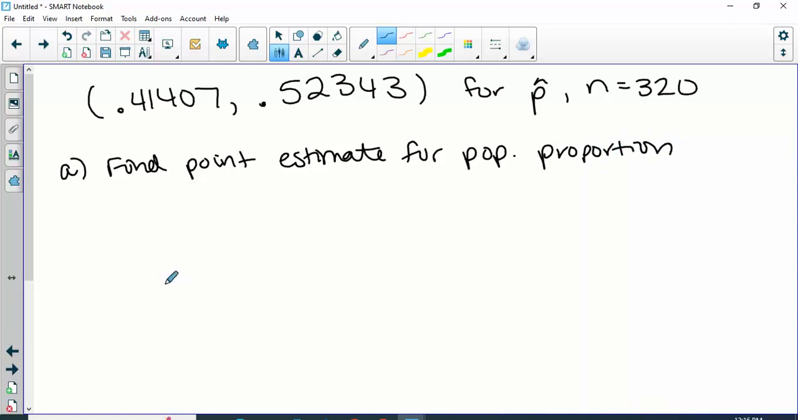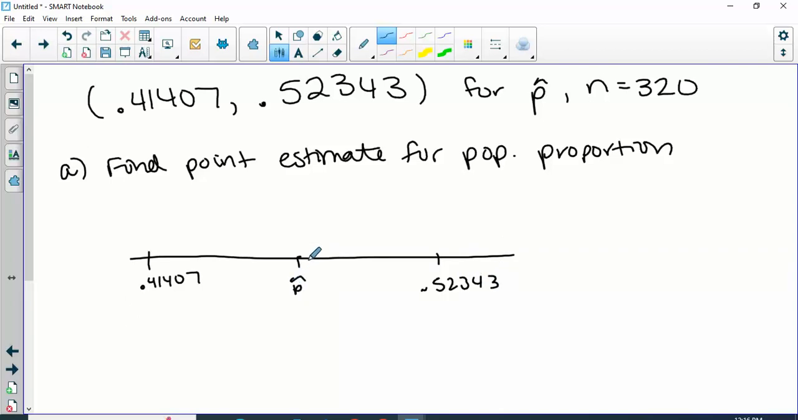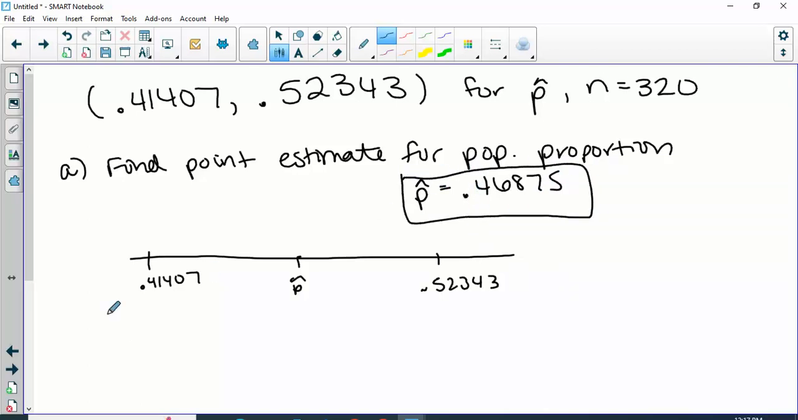What does that mean? How do we find our P hat from this? Right. You have a confidence interval from here to here. P hat is in the middle. So I get 0.46875. Okay.